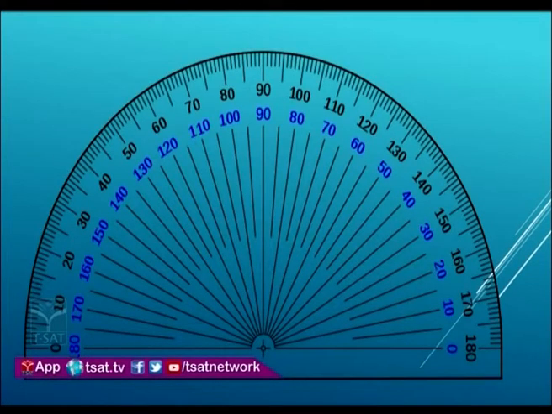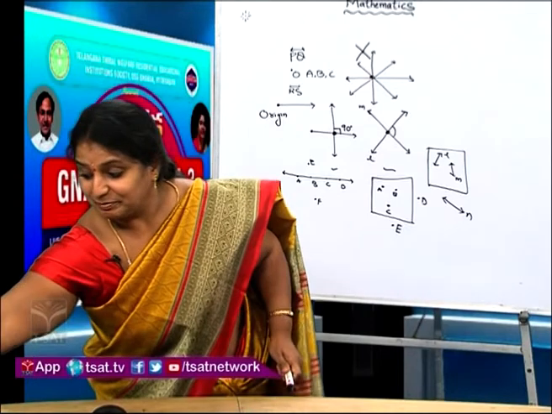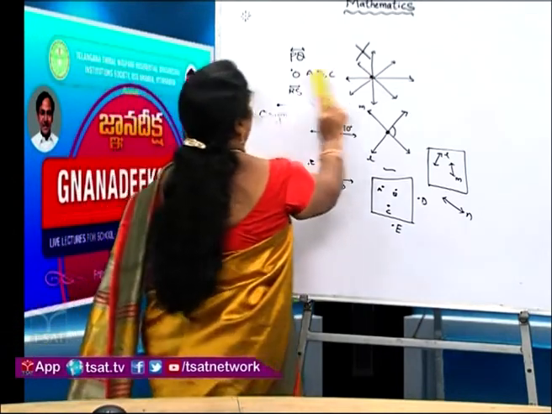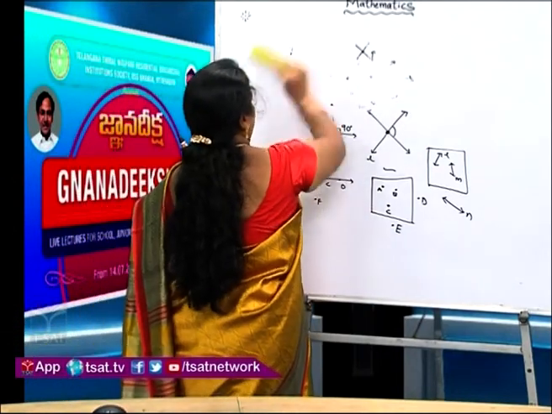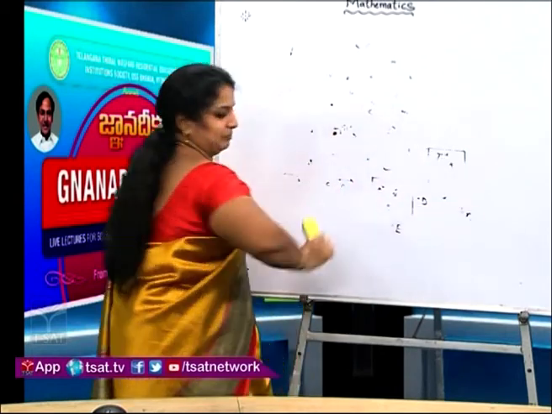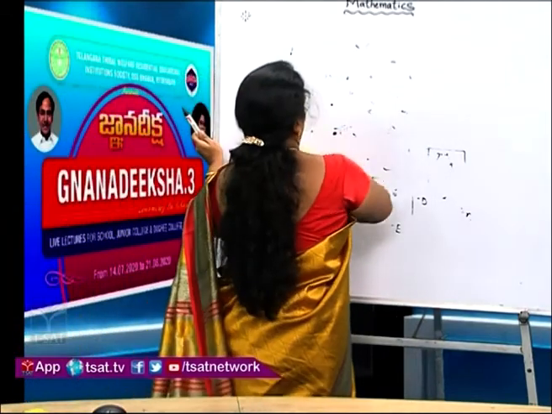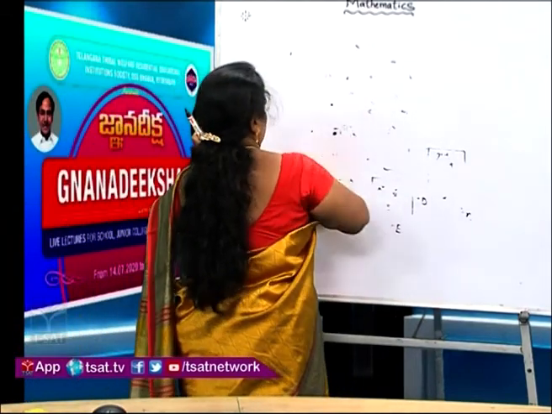Next one. What is this picture? This image is a protractor, as everybody knows. Now we are going to discuss angles. What do you mean by angle? The union of two rays forms an angle. What do you mean by union? Union means joining, combining. When we keep things together, we call it union.